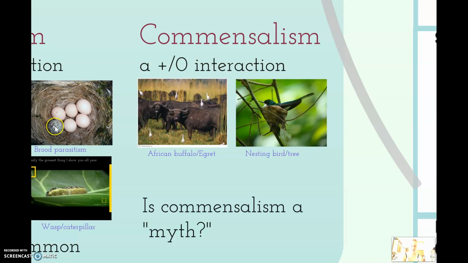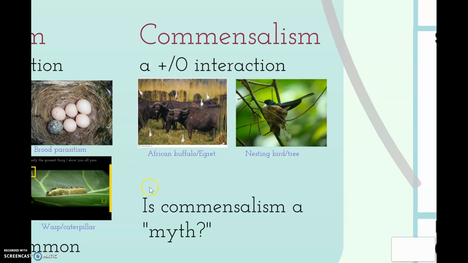When this egg hatches, it kicks all the other eggs out of the nest, or all the other babies out of the nest. So it is the only one there. And the parents raise it as if it was their own. So that's kind of a crazy little way of parasitism as well. Once again, plus minus for obvious reasons. One species benefits a lot, and one species is hurt.